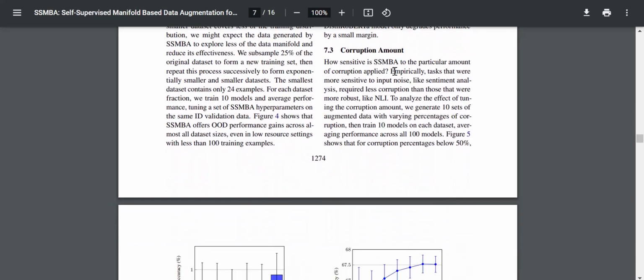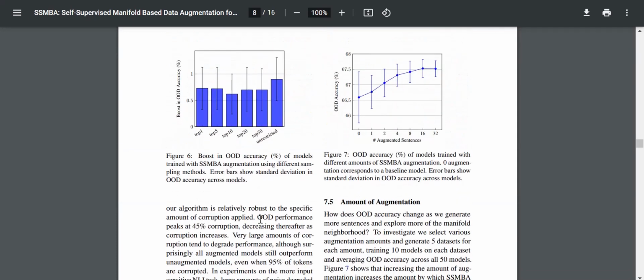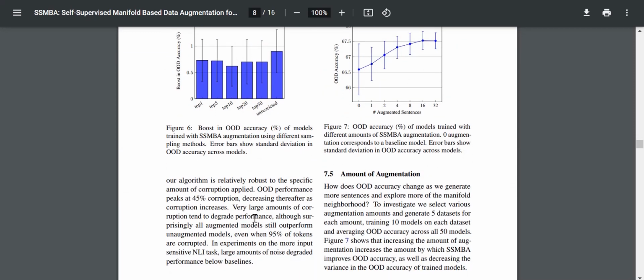For the corruption amount, how sensitive is SSMBA to a particular amount of corruption applied? Empirically, tasks that were more sensitive to input noise like sentiment analysis require less corruption than those that were more robust like NLI. To analyze the effect of tuning the corruption amount, we generate 10 sets of augmented data with varying percentages of corruption, then train 10 models on each dataset, averaging performance across all 100 models. Figure 5 shows that for corruption percentages below 50%, our algorithm is relatively robust to the specific amount of corruption applied. Out of domain performance peaks at 45% corruption, decreasing thereafter as corruption increases.